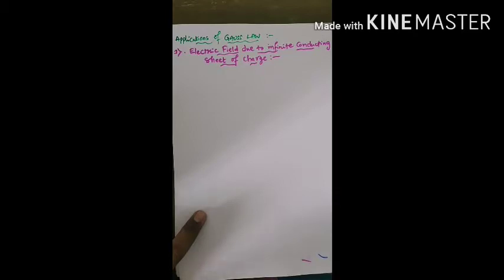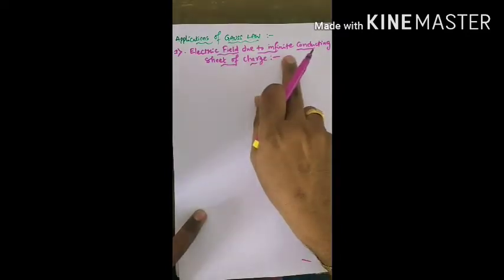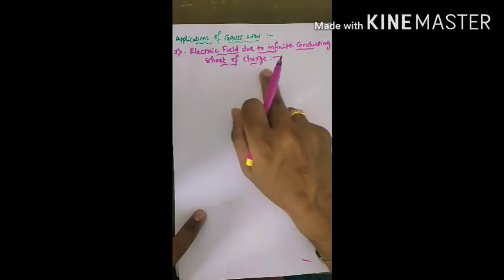Okay, today we are discussing applications of Gauss law. In the previous video, we discussed one application, that is, electric field due to a sphere which is uniformly charged. Okay, that was already seen. So in this video we are going to discuss two applications. In that, the first application is electric field due to an infinite conducting sheet of charge.